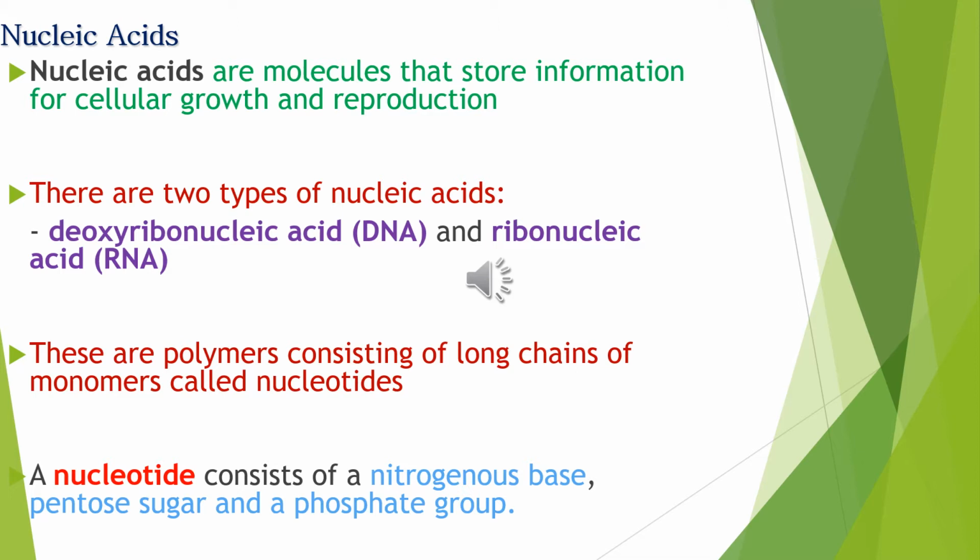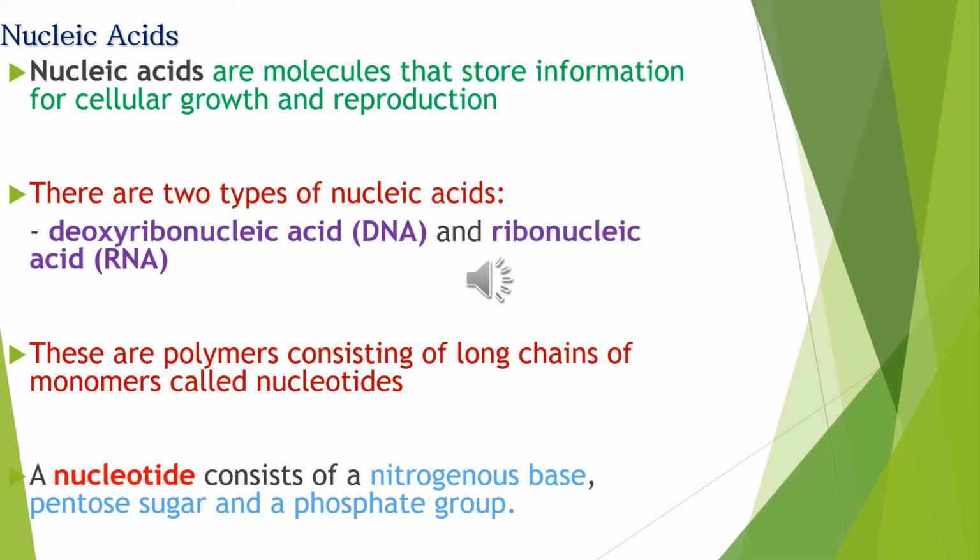السلام عليكم. في المحاضرة السابقة تكلمنا عن البروتين composition structure and function of the protein. هاي المحاضرة راح نحاول نتطرق للنيوكليك أسيد وأيضا نتعرف على structure of the nucleic acid and function. Nucleic acid are molecules that store information for cellular growth and reproduction. There are two types of nucleic acid: deoxyribonucleic acid (DNA) and ribonucleic acid (RNA).